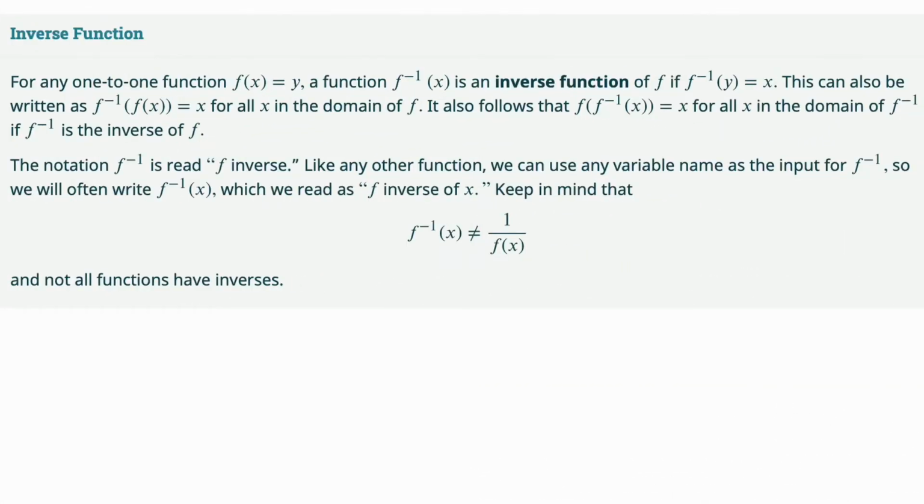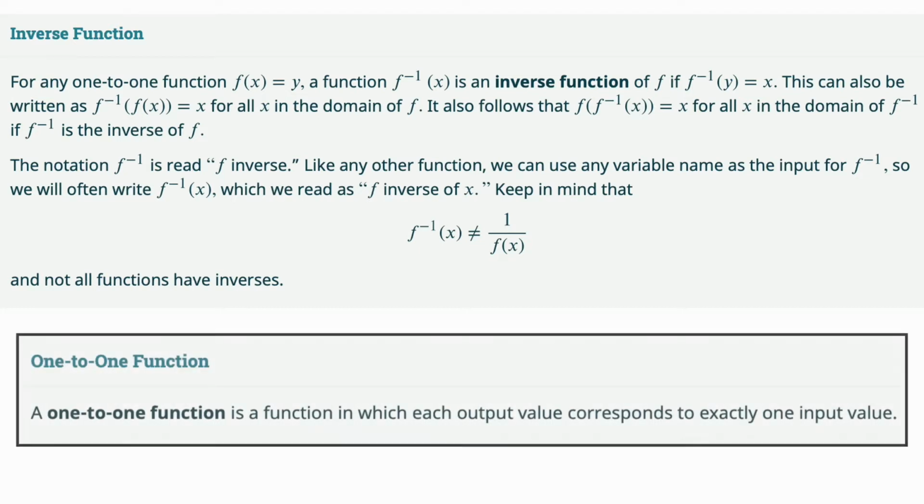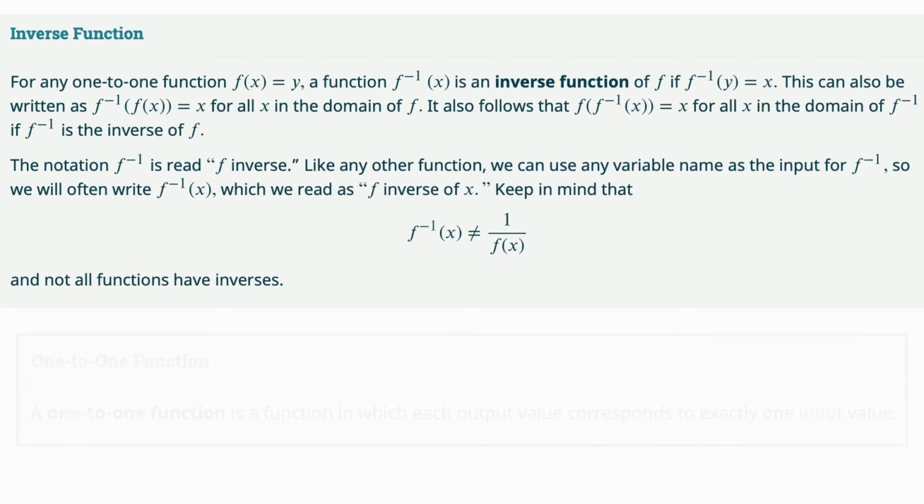All right, so let's talk about inverses. Inverses have to, first of all, be one-to-one. Remember, to be a function, it's one input, one output. One-to-one means for every output, there's exactly one input.